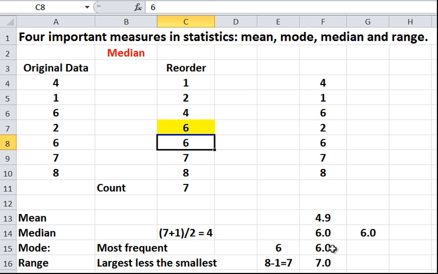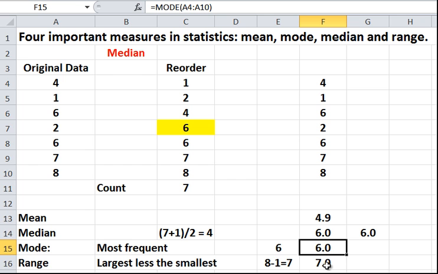And you can just type in MODE and tell it the original data, which was A4 to A10. So you're looking for the mode of A4 to A10 over there, and that's it, 6.